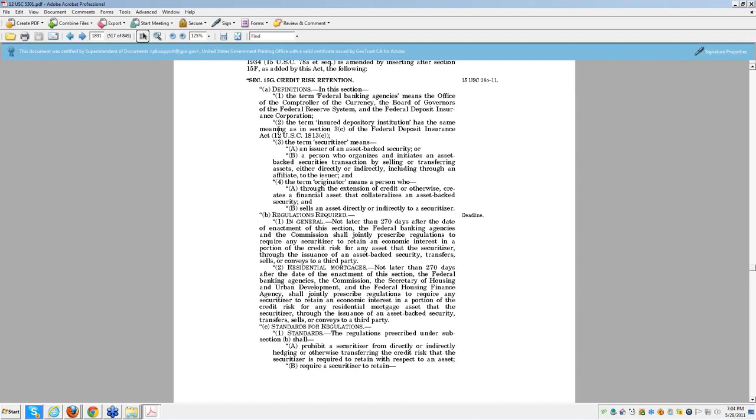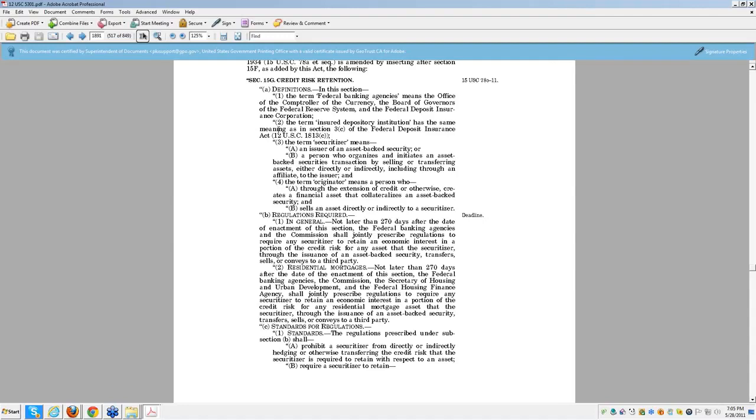An issuer of an asset-backed security, or B, a person who organizes and initiates an asset-backed security transaction by selling or transferring assets either directly or indirectly, including through an affiliate to the issuer. And 4, the term originator means a person who, A, through the extension of credit or otherwise, creates a financial asset that collateralizes an asset-backed security, and B, sells an asset directly or indirectly to a securitizer.